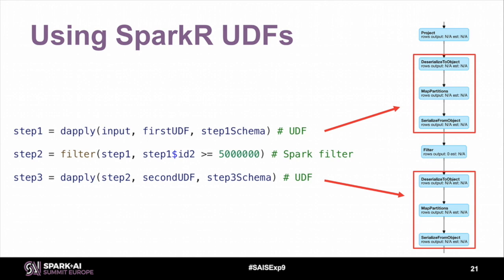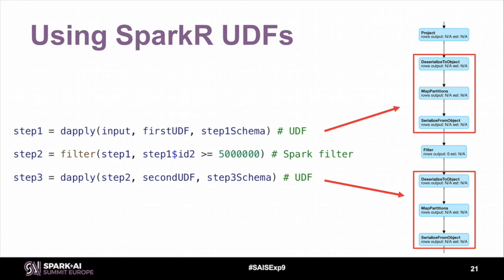The way it works is you specify your input data frame, you specify your UDF, and then you specify the output schema, so it knows how to convert the result from your UDF back into a Spark data frame. What's happening here is you'll notice this deserialize to object. This is where it turns the data frame from the internal Tungsten format into a format that it can then exchange to the R process. And then it's processing it, doing the map partitions.